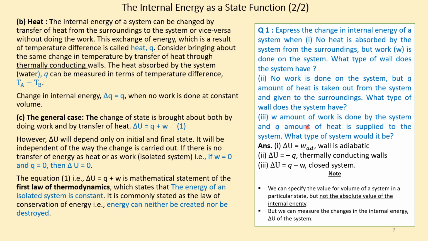Part 3. W amount of work is done by the system and Q amount of heat is supplied to the system. What type of system would it be? So using the relation delta U is equal to Q minus W, because work is done by the system, W is minus. Therefore, it is a closed system. Please note that the value of volume of a system is measurable, whereas the absolute value of internal energy U cannot be measured, but we can always measure the changes in internal energy. That is, delta U of the system can be measured.